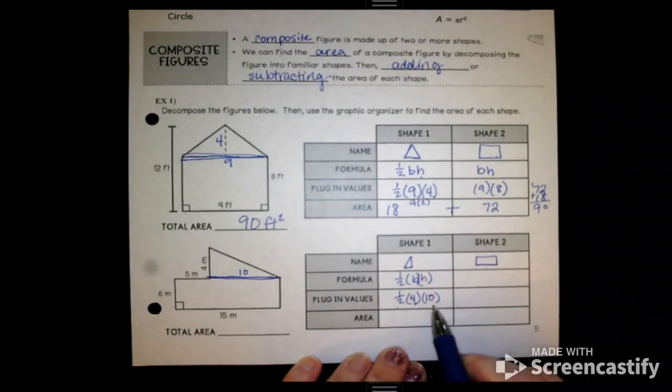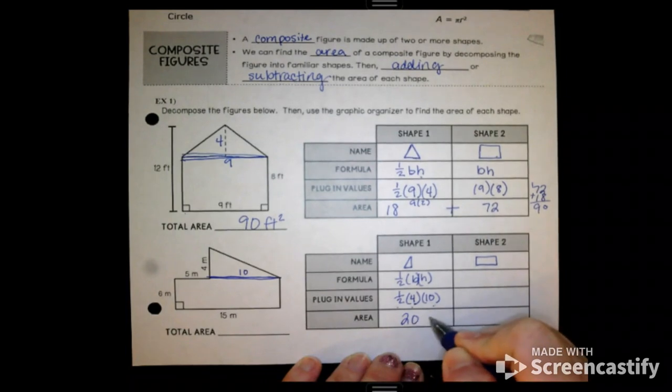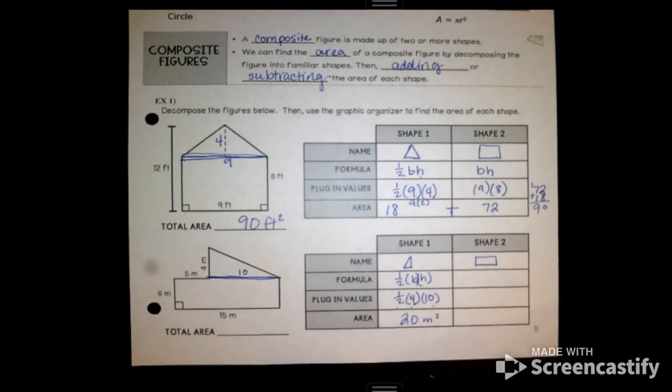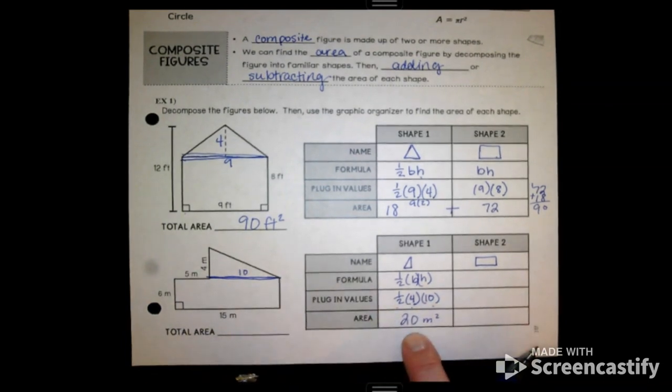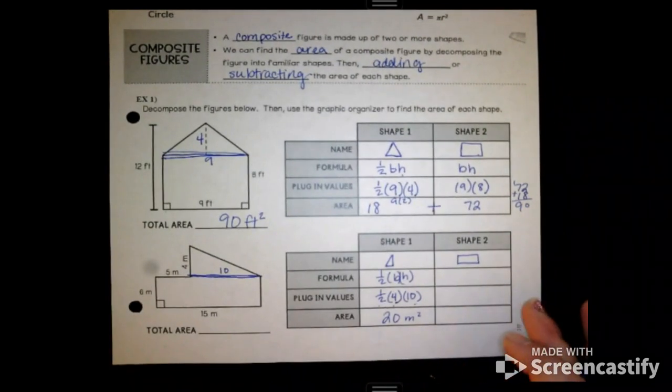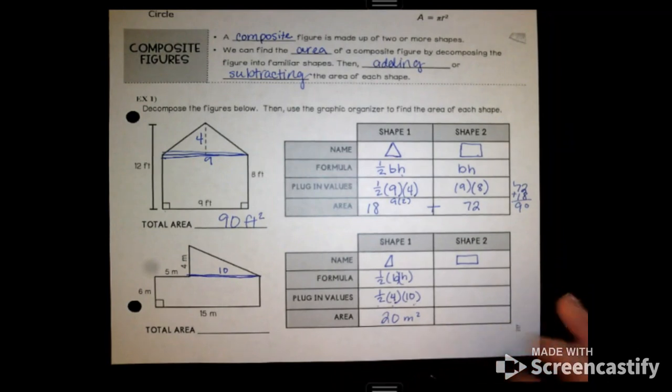I could do half of 10 and get 5. 5 times 4 is 20. I could do half of 4, which is 2 times 10 is? Yes. Because if you took half of both? No, it doesn't matter. Because if I did 4 times 10 first, that gives me what? What's half of 40? So there's 3 different ways I could get 20. Okay. But if you took half of both, that would absolutely be wrong.